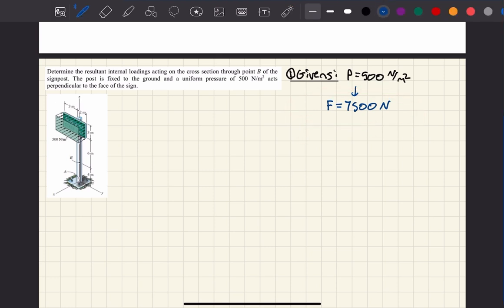But the question of the day is, where does this force act? Well, it acts at the centroid of the shape. Since it's a rectangle, you're in luck here. If it was a complex shape, you would have to review some different types of statics, which we're going to get into later in this course. We should review now, but it is what it is. Basically, it applies at the centroid, and the centroid of this shape is the middle.